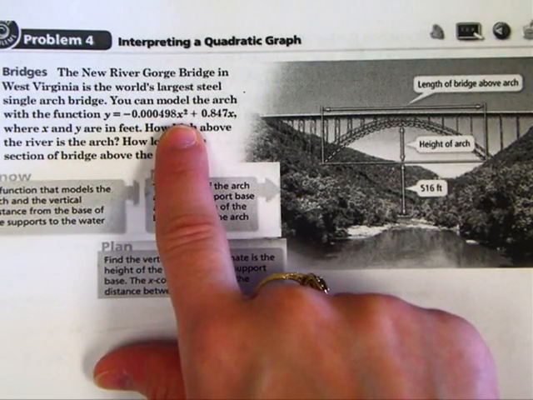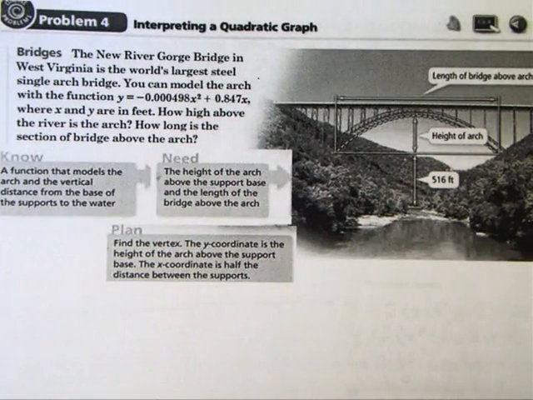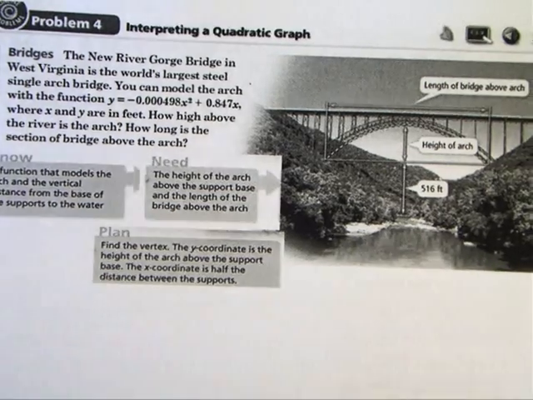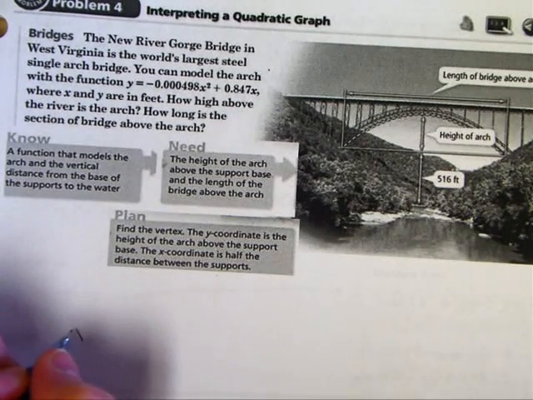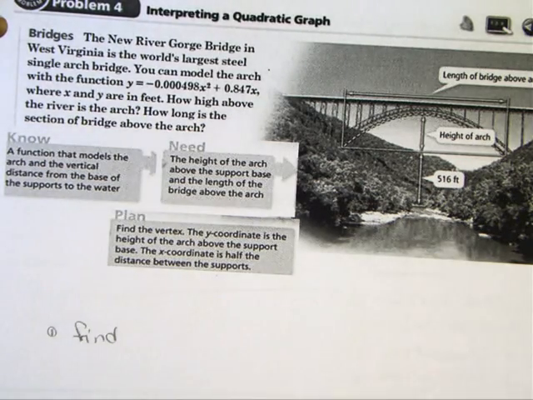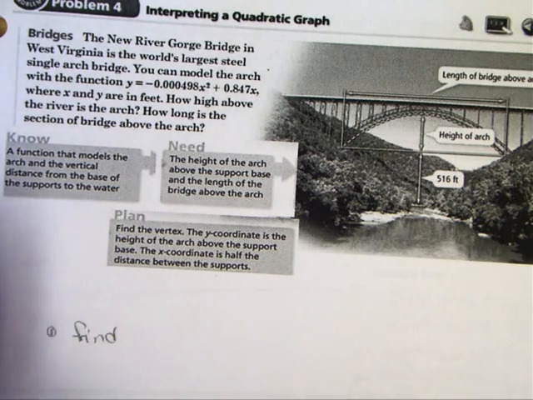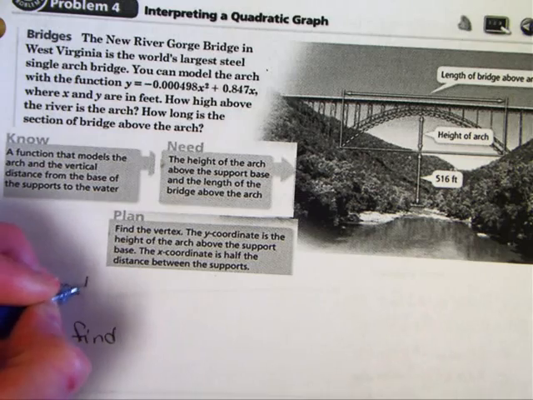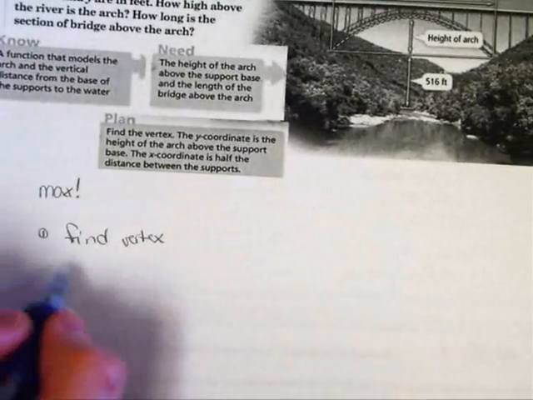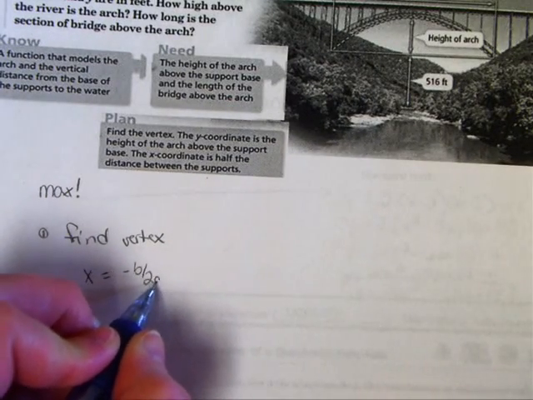Remember, an equation is a model, where x and y are in feet. How high above the river is the arch? How long is the section of the bridge above it? Alright, we're going to start by figuring out how tall it is. Anytime they're going to ask you for the minimum or the maximum, step 1, because we're trying to find the max, we're going to try to see how tall this thing is. That means step 1, guess what? Find your vertex.